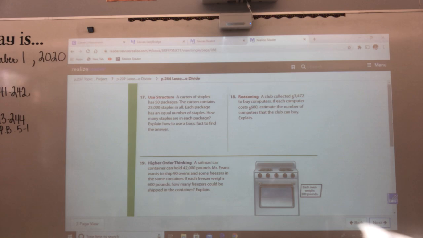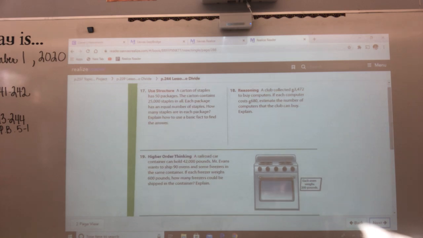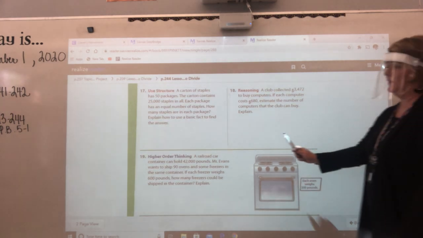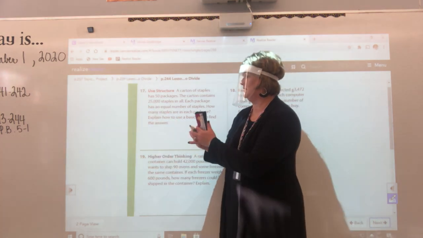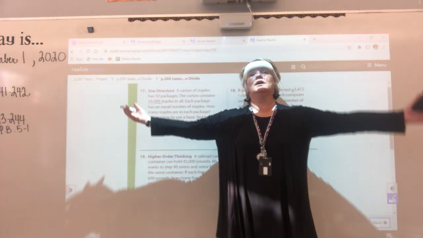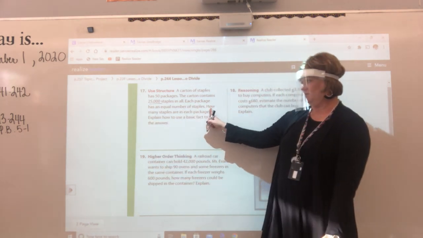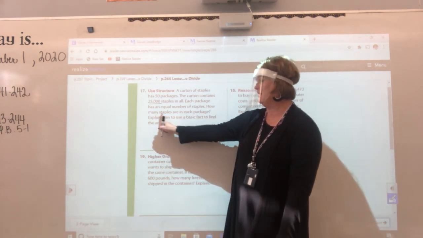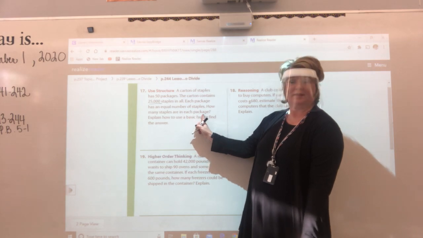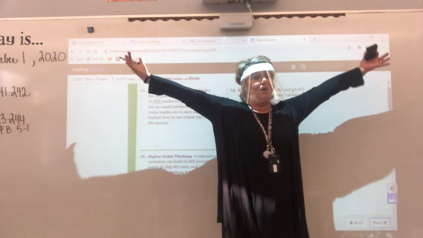A carton of staples has 50 packages. The carton contains 25,000 staples in all. Look what they did. They gave you the big number all together. And guess what they're wanting you to do? Put your pencil on how many staples are in each what? Package.